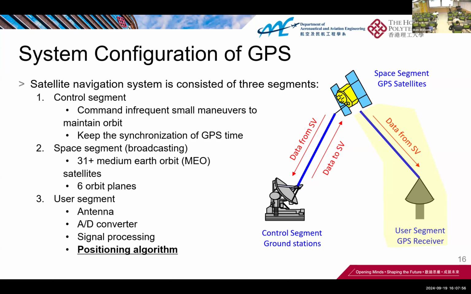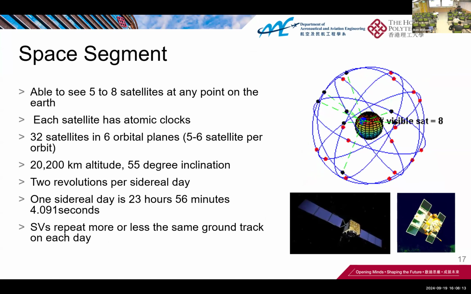In the coming course on GPS and satellite navigation, we are going to focus on the positioning algorithm. But we are also going to talk about how to calculate the velocity of the user based on the GPS measurement. Okay, so this is for the space segment.